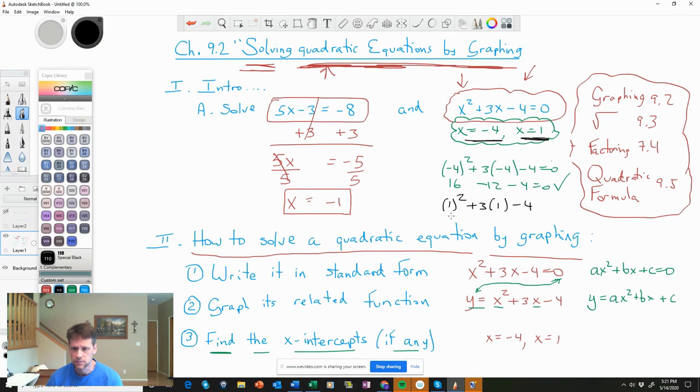And this one's quite easy. I'm just getting 1 plus 3 minus 4. And in fact, that does equal 0. So one thing you should know about quadratic equations is that they can have two solutions. In fact, very often they will have two solutions.